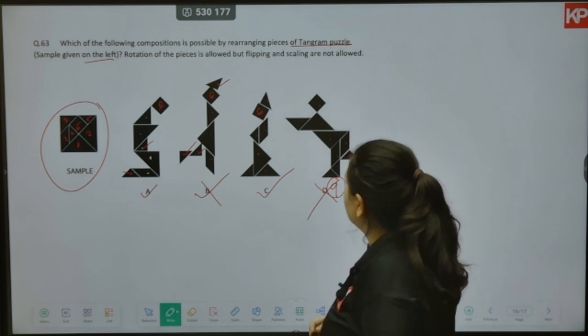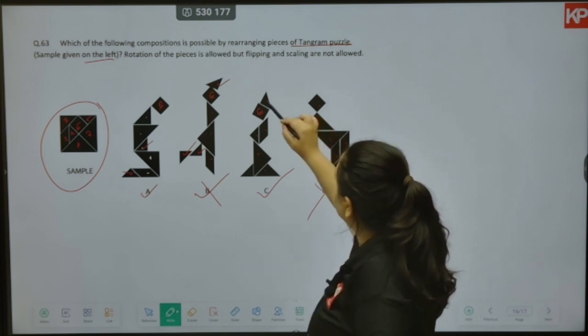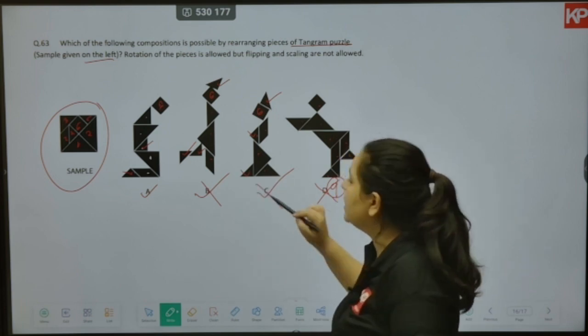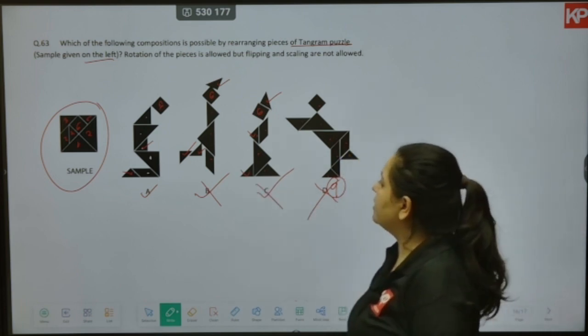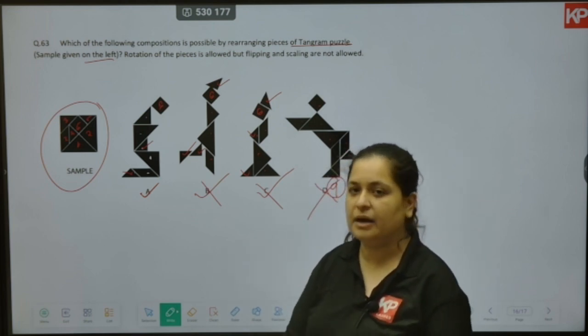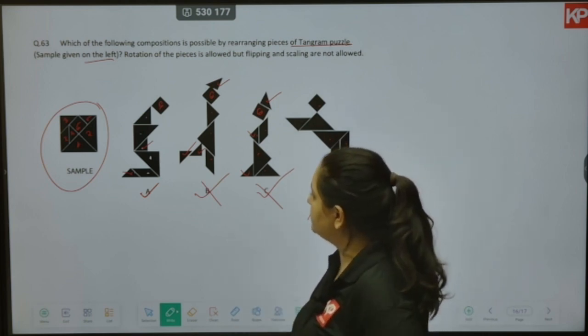Let's check with respect to C what is happening. We have 1 small triangle, 2 small triangles, and 3 small triangles. So again, C gets eliminated, and the correct answer for us is A. Now let's be double sure. Let's check with other shapes as well.